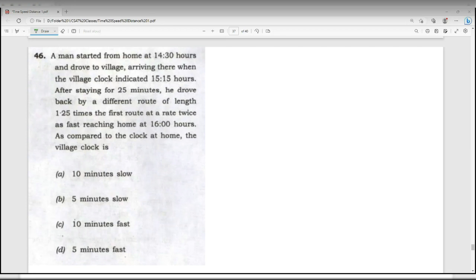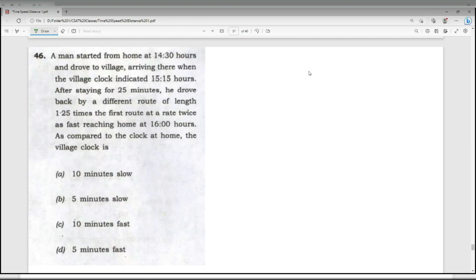So we have 83% who selected option B, 17% who selected option C, and nobody has selected option A. I hope you have tried to solve this. So we'll see what they have asked.